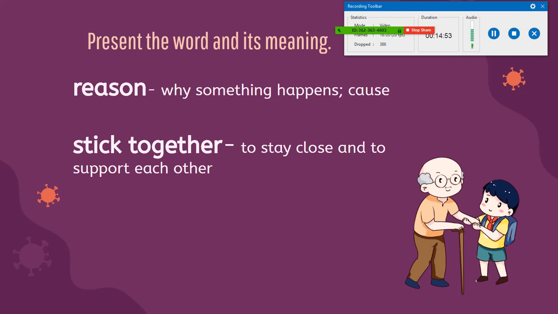This one needs to be explained further so that the child would understand that stick together is a phrase that is related to having a sense of security, having a sense of trust. That is something that you give to your relatives, to your friends, or to your loved ones. Okay?